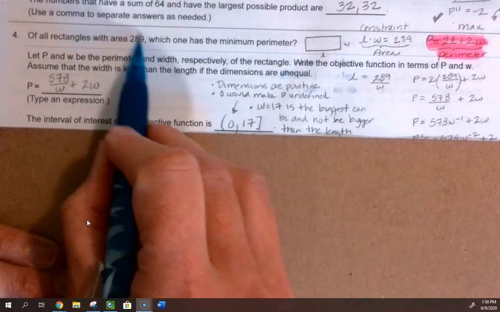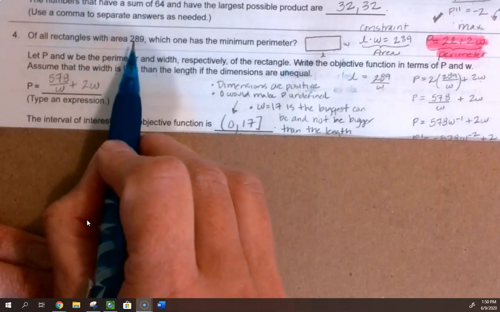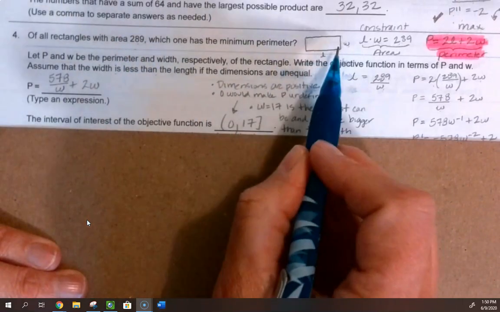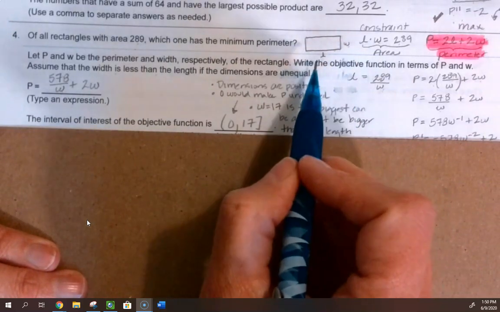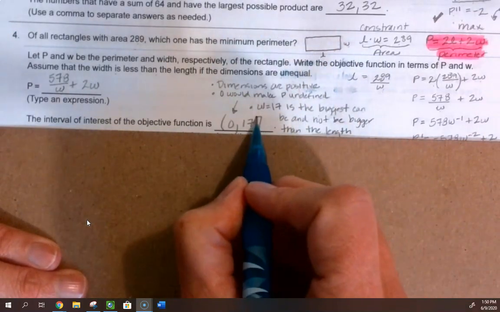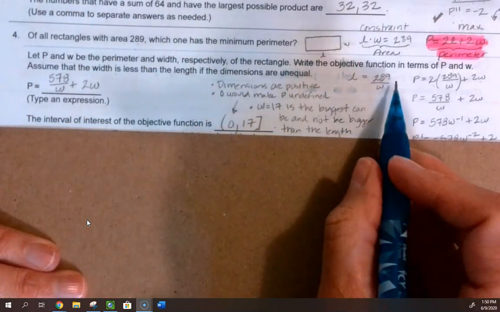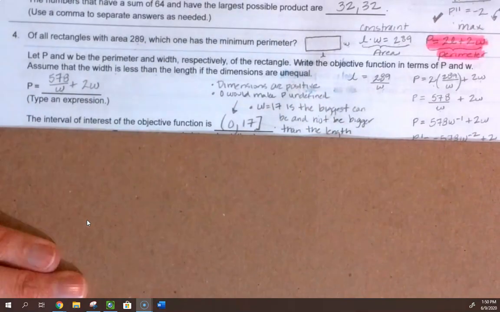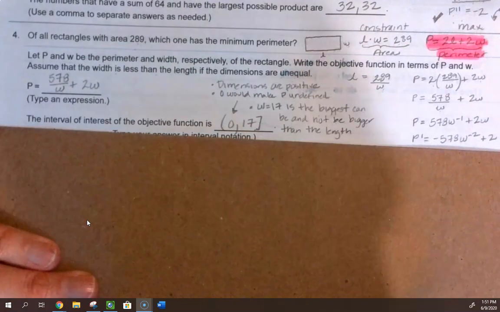And so if I take the square root of this, I get square root of 289 is 17. So 17 is the biggest number that W can be, that if we made it any bigger, it would make it bigger than the length. So 17 is as big as W can be. All right, so now we've described our interval of interest. Let's go back to the problem.